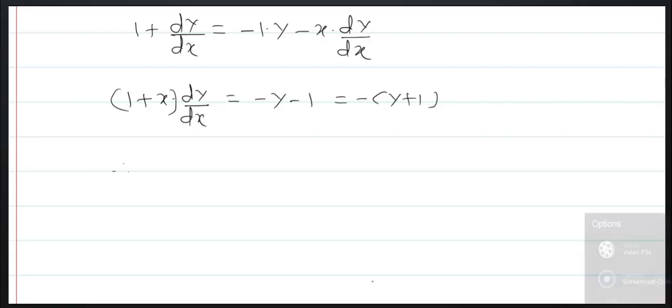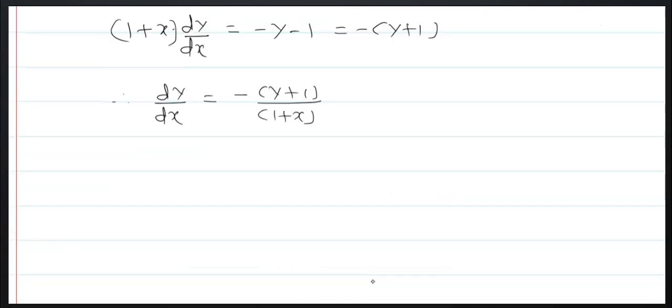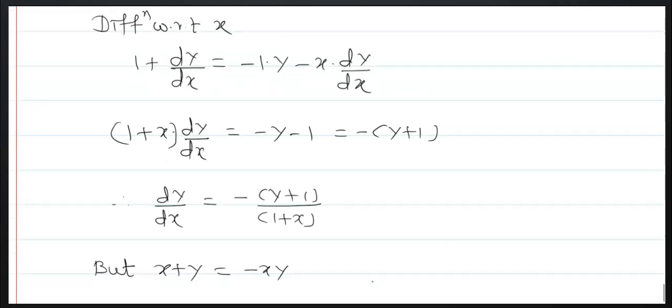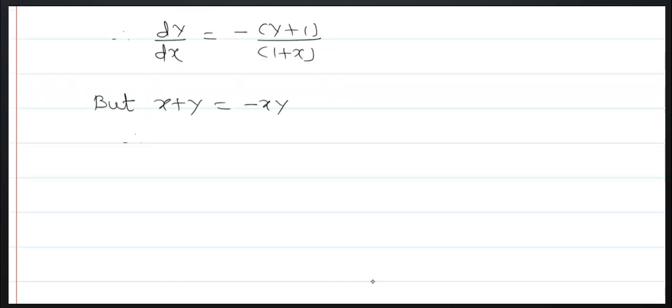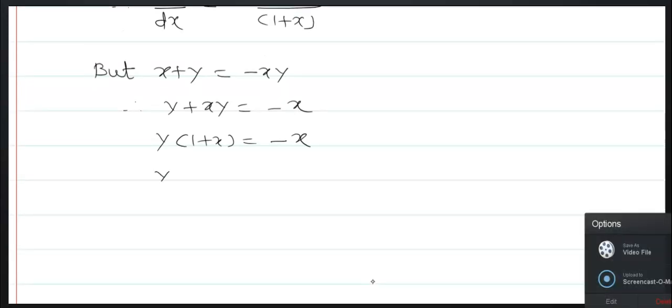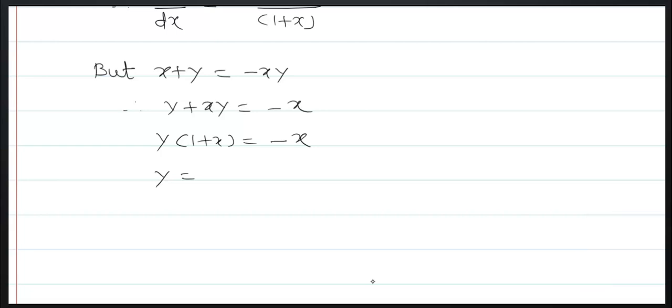Therefore, dy by dx is equal to minus (y plus 1) upon (1 plus x). Now, we have x plus y equals minus xy, so y plus xy is equal to minus x. Again, this is simplification: y in terms of x is equal to minus x upon 1 plus x.